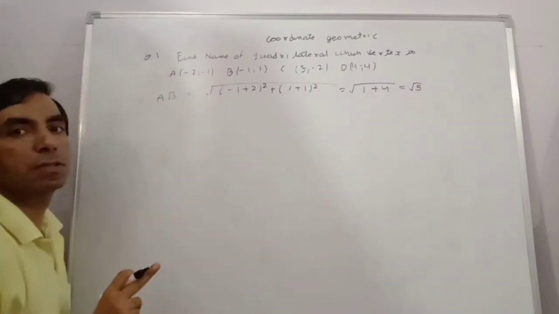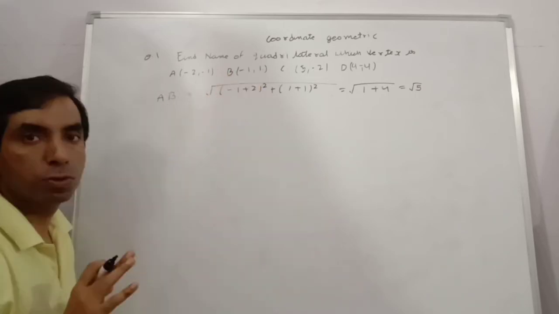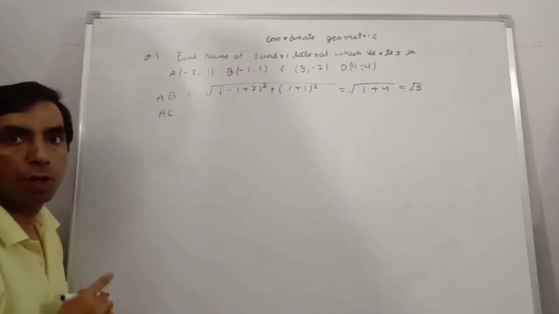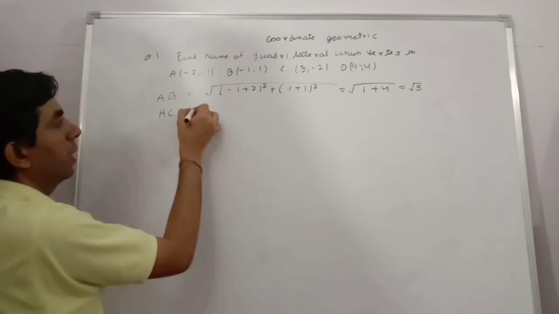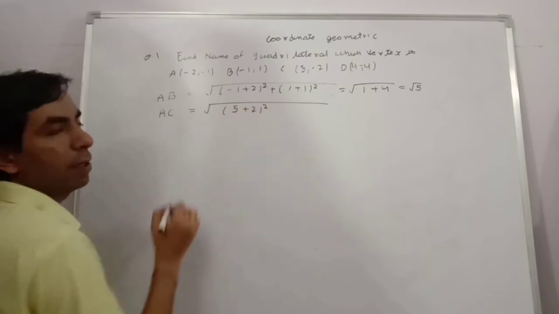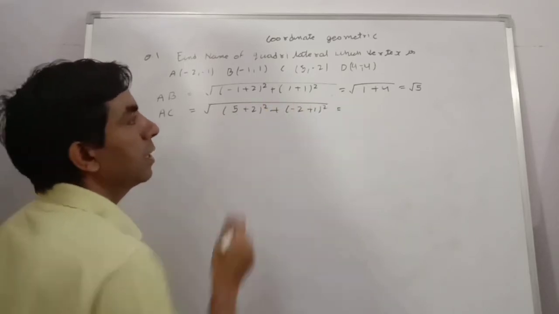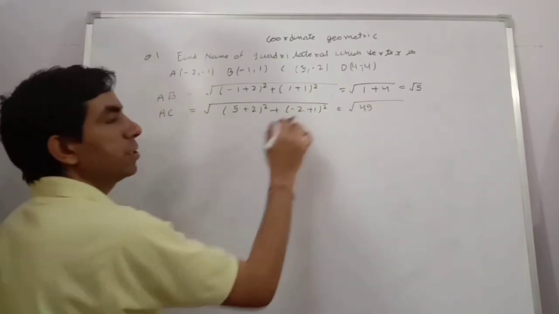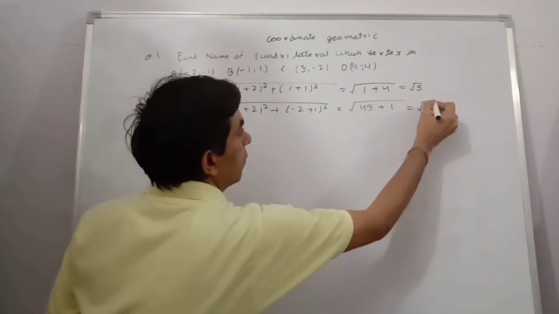Here I find the distances easily and briefly, because we have to find all the values of the distances. The next value is AC, because I am taking point A first with respect to all the others. AC is equal to root of (5 plus 2) whole square plus (minus 2 plus 1) whole square. Then 5 plus 2 is 7, 7 square is 49, and minus 2 plus 1 is minus 1, minus 1 square is 1. So 49 plus 1 is equal to root 50.